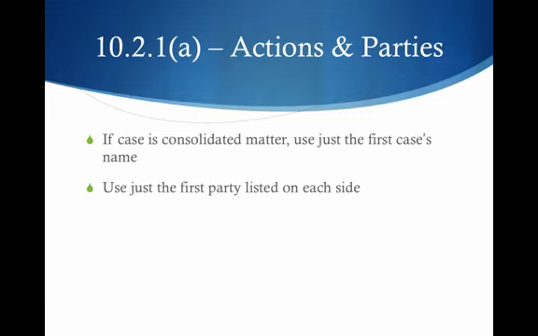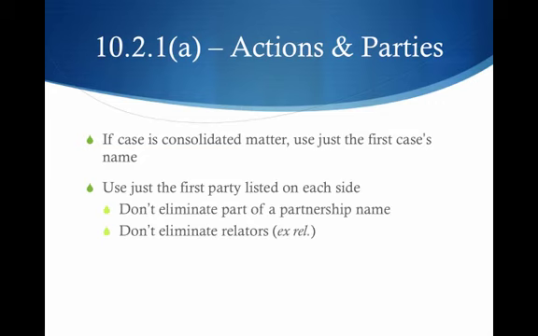When deciding what parties to list in your case name, use just the first party listed on each side. Don't be confused by partnership names, though. If a partnership name contains what looks like many surnames, you're going to include all of those surnames as it's an entire partnership that's the party. We're also not going to eliminate relators. So those are going to be cases that are brought on behalf of, as next friend of, and we're going to abbreviate those phrases as ex rel. We'll include both parties in that case.